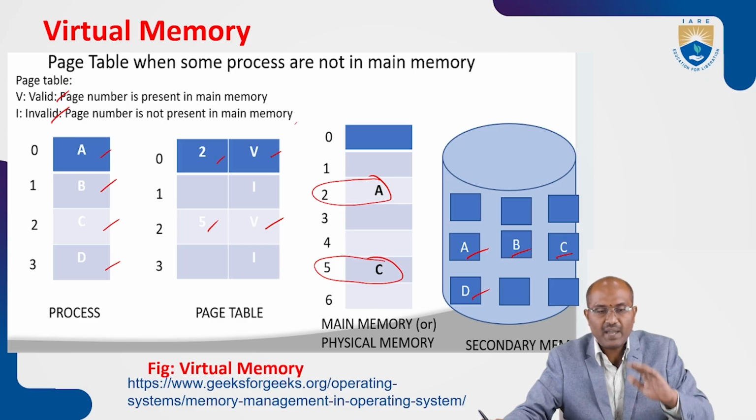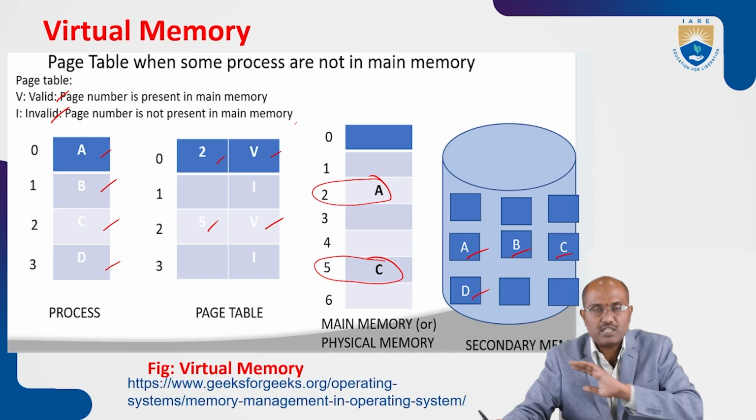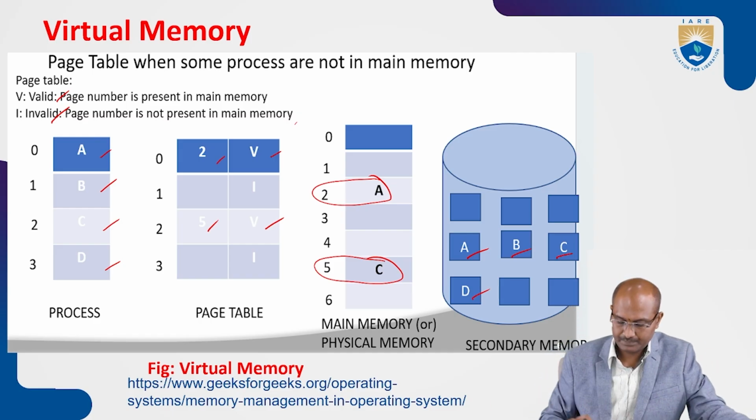If the process is valid, it can be mapped in the page map table, stored in the page table, stored in the main memory, and also stored in the secondary memory. That is a valid bit.